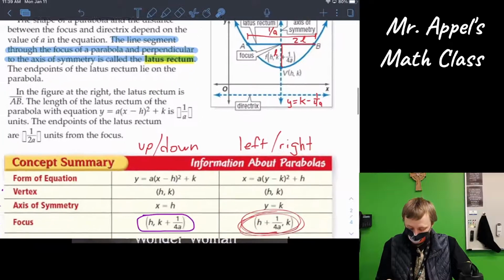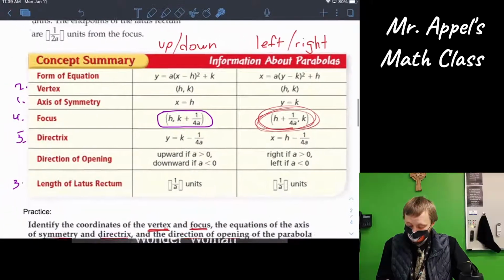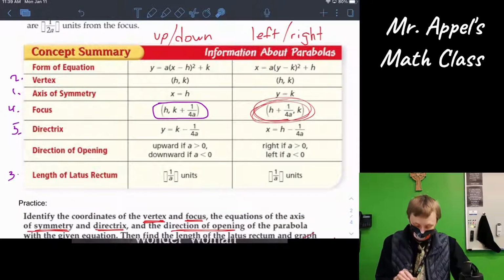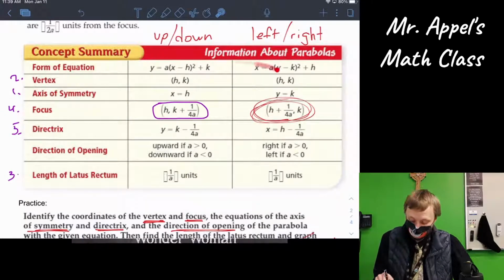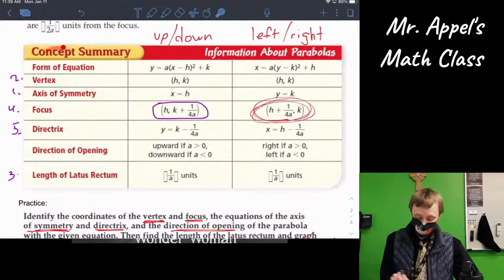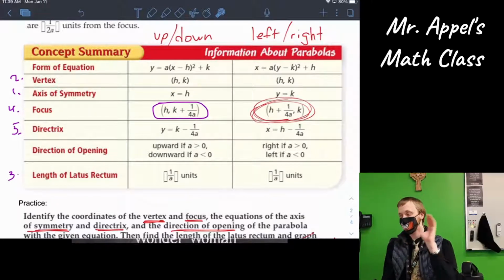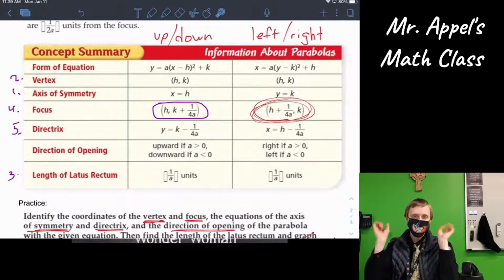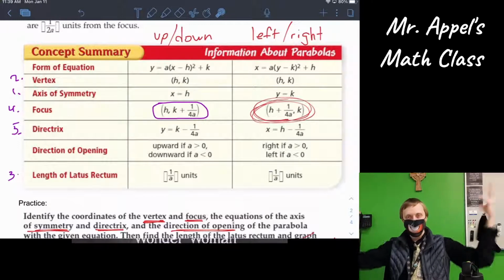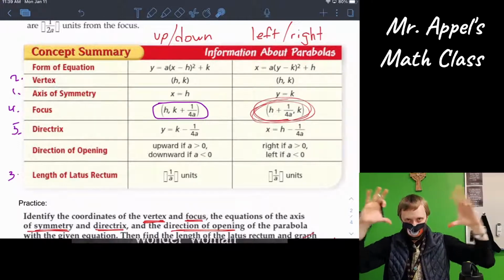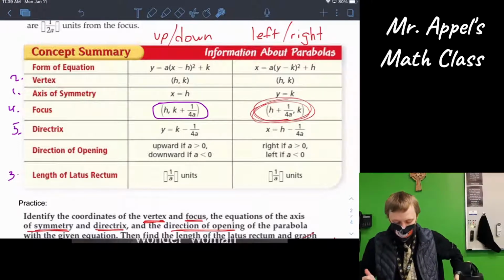So we go down here to this handy-dandy chart. If in your notes of the weekend you did not put down this whole box, please go back and do so. This concept summary is like the book's blinking lights neon sign, hey, write this down. This is the best piece of notes you can have.